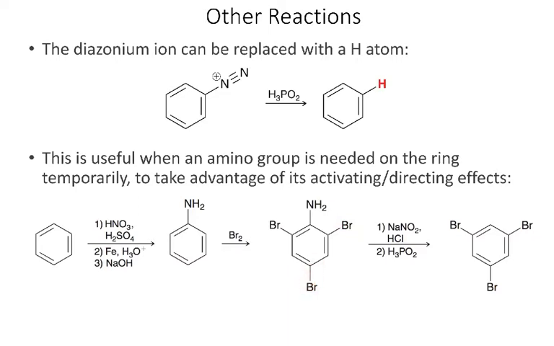And then I can use this process of converting the amine to a diazonium ion and then replacing it with a hydrogen to take that NH2 group back off, and I've got this tri-substituted benzene ring. So it's useful when I want to take advantage of the properties of the amino group, but not actually end up with the amino group on my final product.